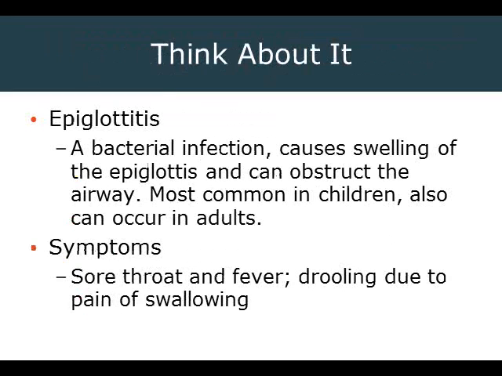Another thing is epiglottitis. Epiglottitis is a bacterial, no, that's not correct. It's typically a viral infection that causes swelling of the epiglottis, and it can obstruct the airway. It's most common in children and also occurs in adults. Actually, I take that back. That is a bacterial infection, my bad. It's not croup, which is viral. It's a bacterial infection that causes swelling of the epiglottis, and it's most common in children, but it's starting to affect more and more adults because there was a period in which not a lot of adults got immunized against it. So it does affect a few.